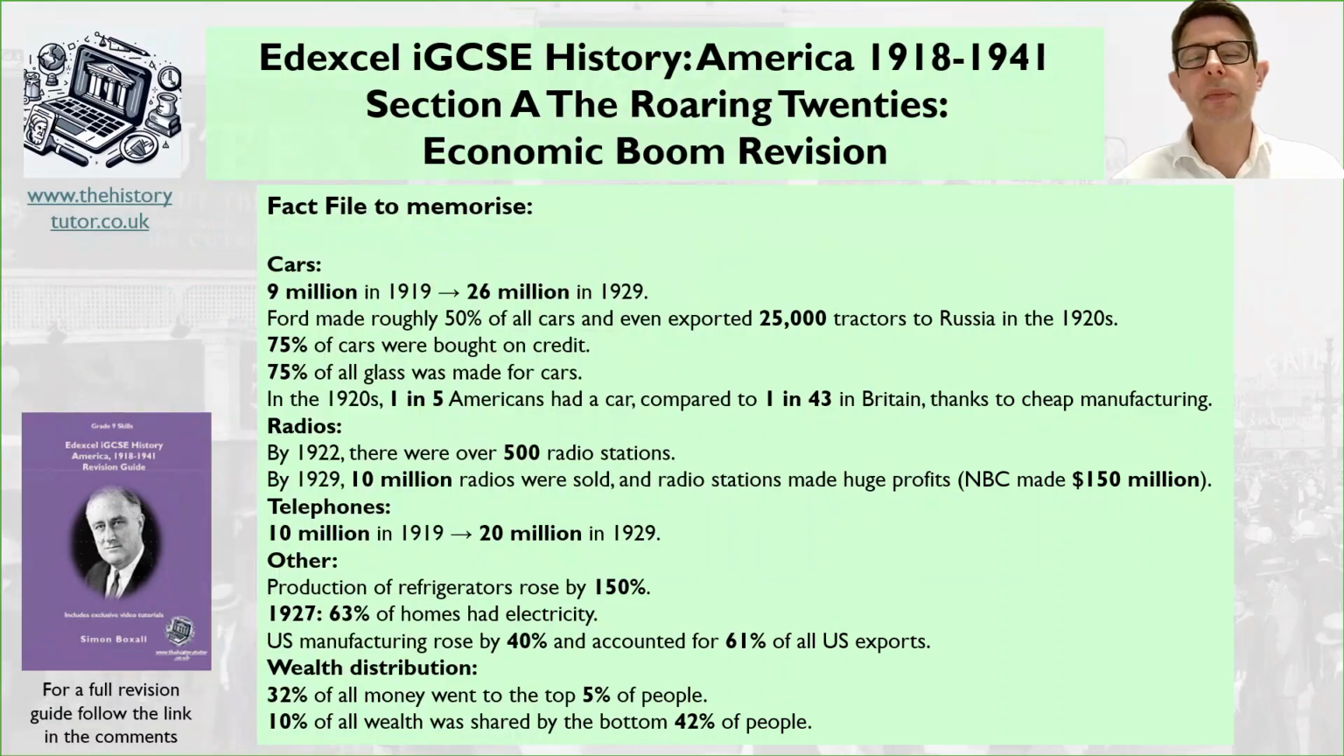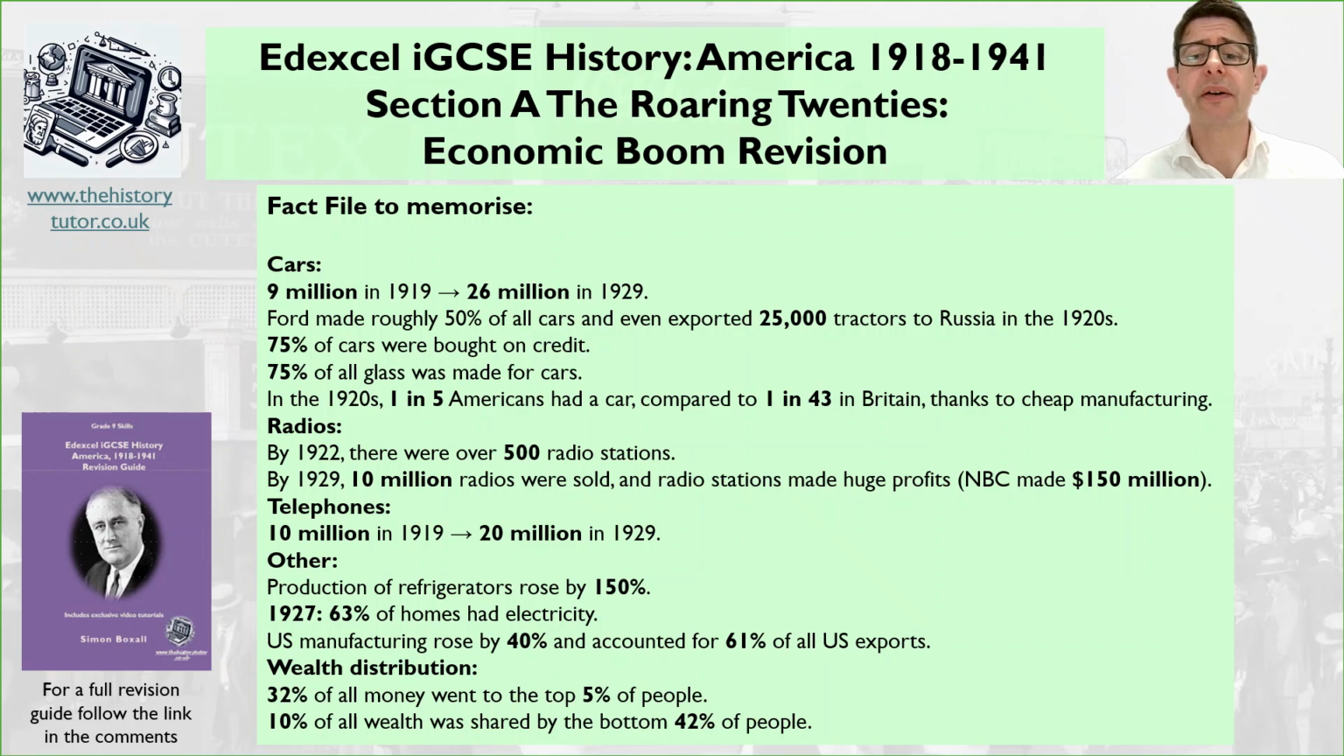So consider this fact file to memorise around the boom years of the 1920s. You could think about cars went from 9 million to 26 million. Ford made around roughly 50% of all of them, and even exported 25,000 tractors to Russia. 75% of cars were bought on credit. 75% of all glass was made for cars. In the 1920s, 1 out of 5 Americans had a car compared to 1 out of 43 in Britain.